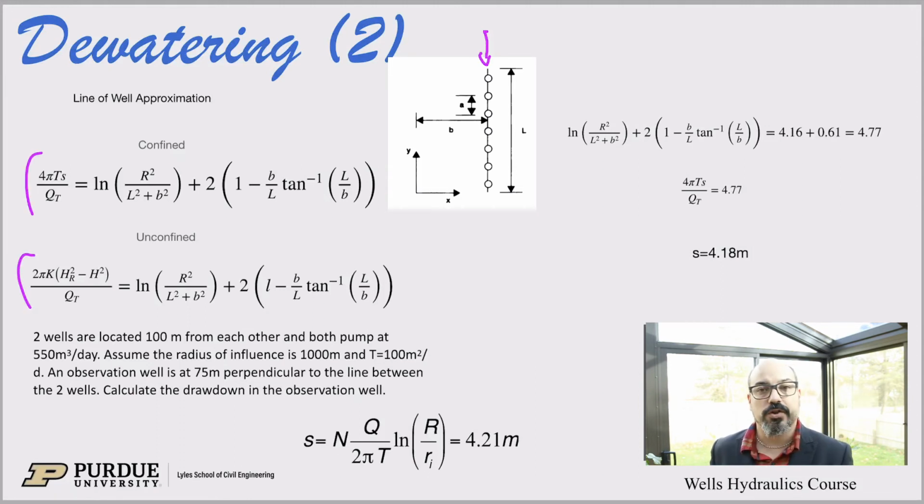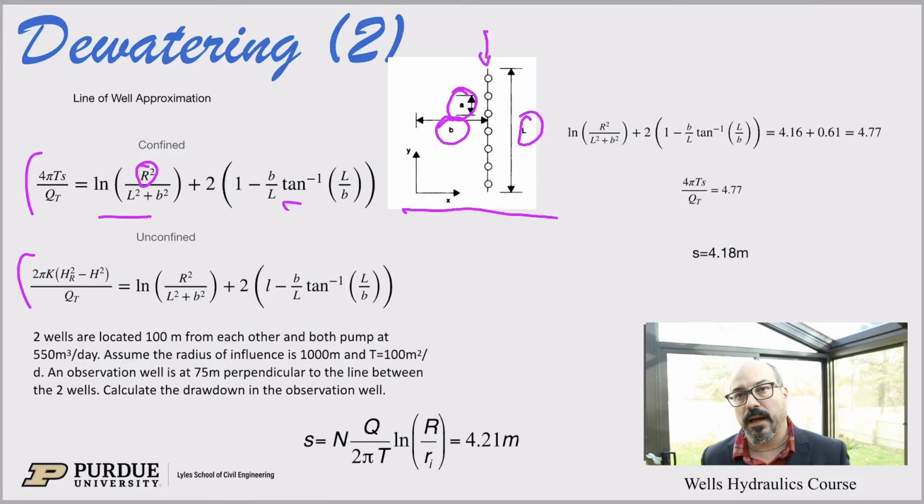Here there's two equations. One is for confined, one is for unconfined, per our usual procedures. And you can see, these get a little tricky with the inverse tangent intervening, and then the natural log of, again, R would be the radius of influence. And you have the geometry shown here. So L is the distance or the size of the line, if you will, the distance between the two extremes. Then a is the distance between two wells, and b is the distance perpendicular to that line to the center.